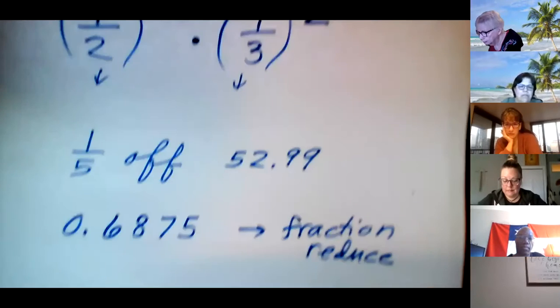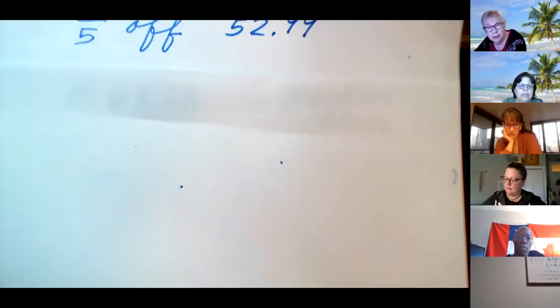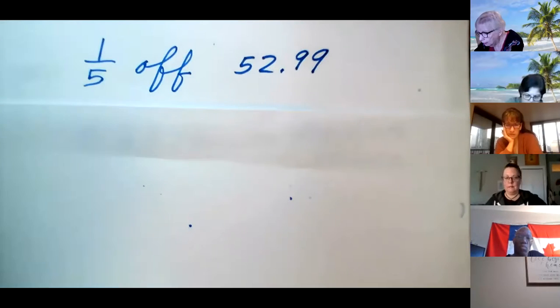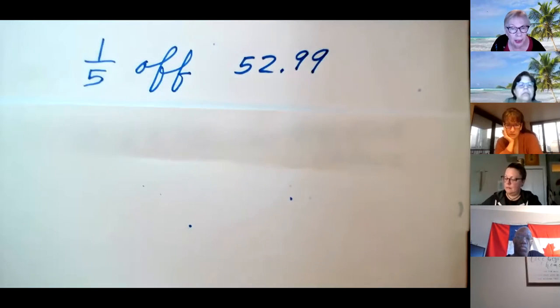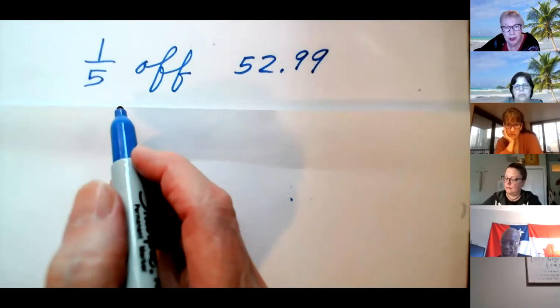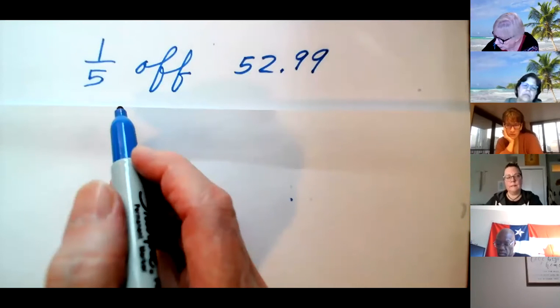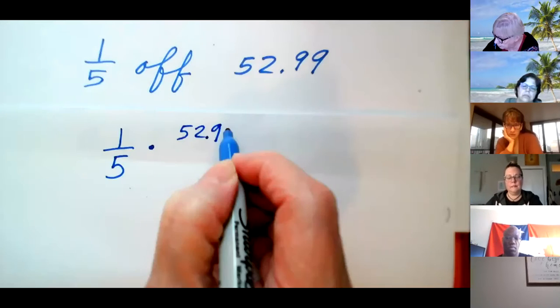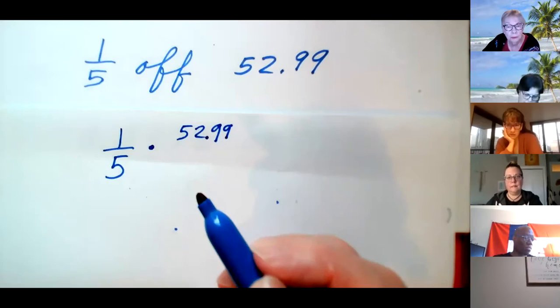This second one had to do with, I've seen the problem. I'm going to do one later with a third off. But if you're taking a fifth off, you're really taking 1/5 of this. And so 1/5 of 52.99 is what you're trying to do.